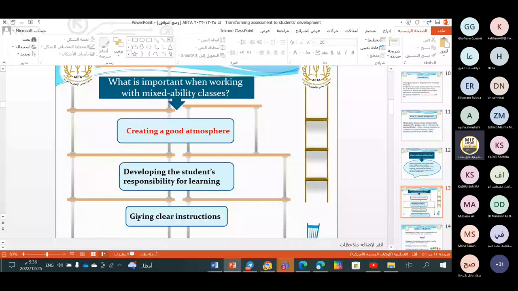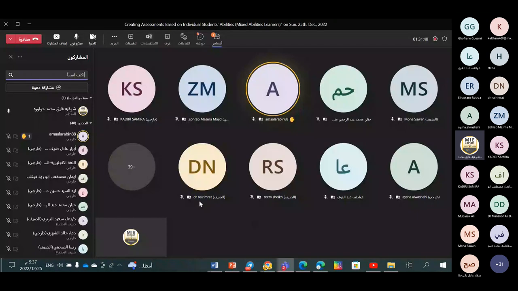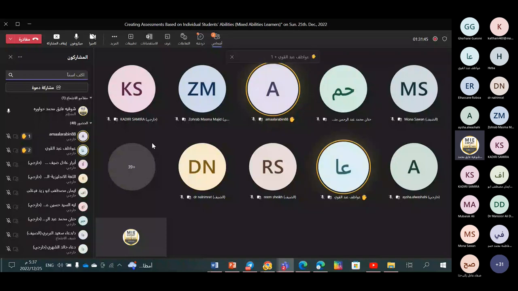Let's come to the last point, which is giving clear instructions. Do you agree that giving clear instructions is very important when you work with mixed ability classes? If yes, what is the importance of giving these clear instructions to your pupils? Yes, who wants to comment? Ms. Amal, please. Yes, Ms. Amal, the floor is yours. You are raising your hand.